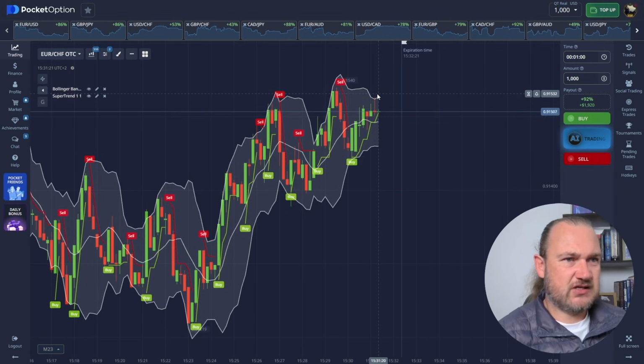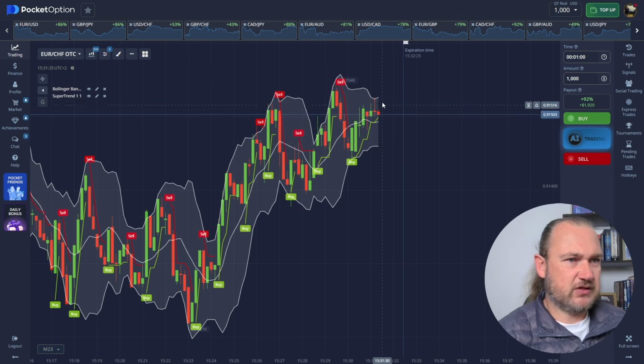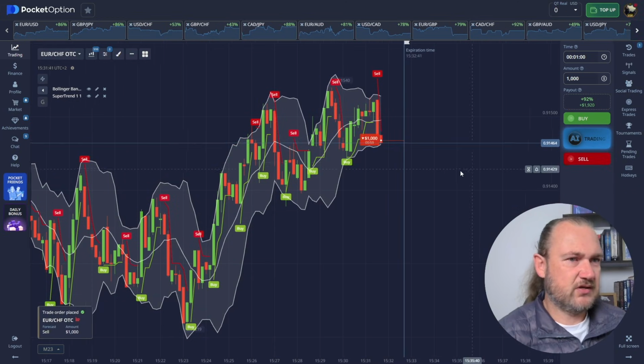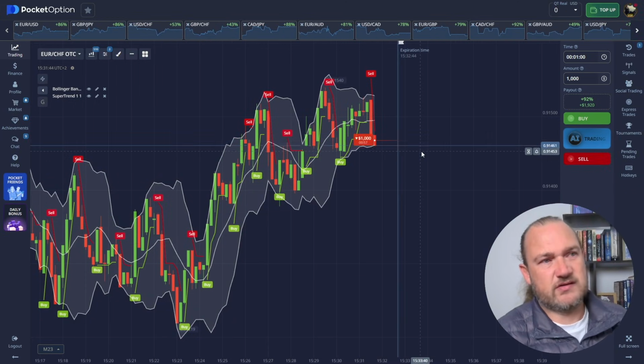We do have a piercing here of the Bollinger Bands. Price did get out of it. Let's see if we pull down from here. A few seconds left on this. This should give us a sell signal. So we got a sell signal. So we're just going to go with it.